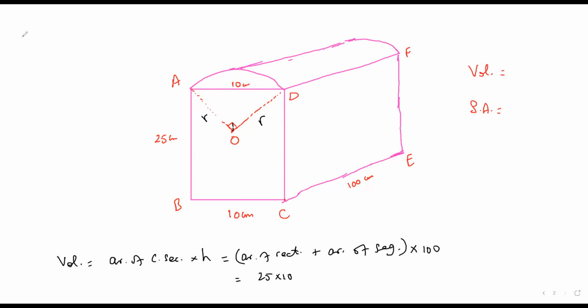Can we say that r square plus r square, that is equal to 10 square. So this 2r square equal to 100, and then r square equal to 50, and then your r is going to be under root 50. Let it be under root 50. Don't find this in decimals.